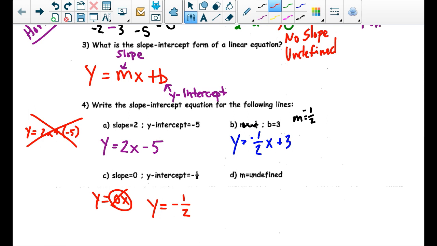D. Okay. If m is undefined, we have a vertical line, right? So we have a vertical line, which means there's most likely no y-intercept unless it's right on that y line. So any slope that's undefined starts with x. The y is gone. So x equals.